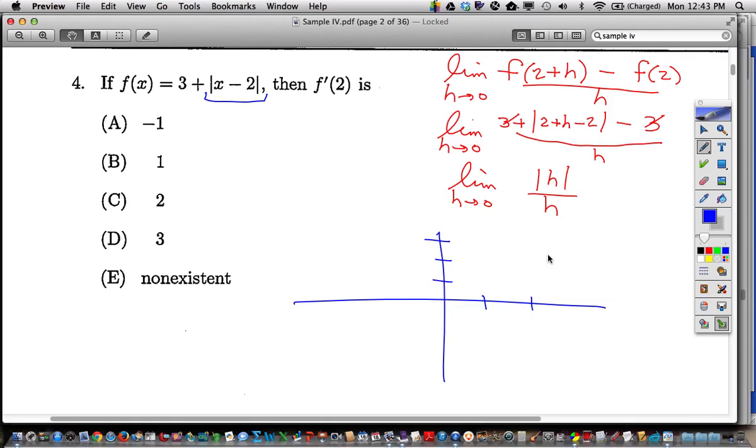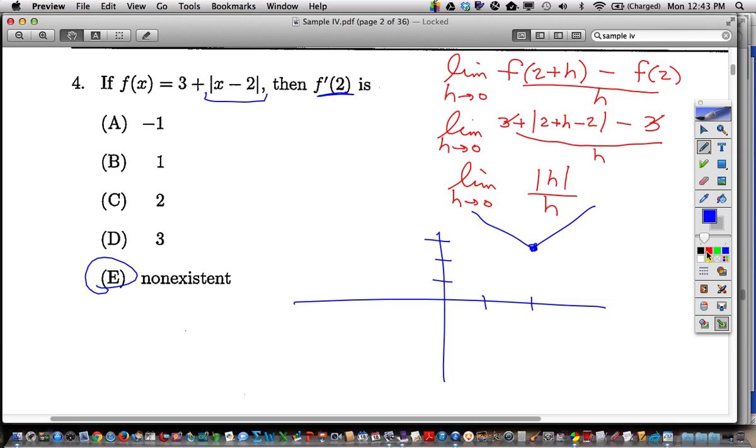This is the way they really intended you to do this one. It'd be much quicker, especially on the AP test where time is at a premium on some of these. You just think of the V graph. This is just 2 to the right, up 3. What's the slope at 2? Undefined. And that would have been by far the easiest way to do it.